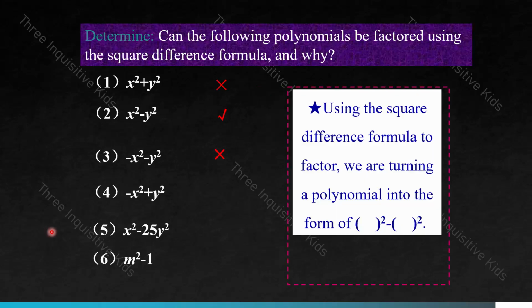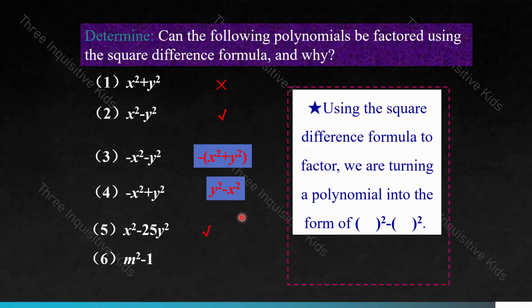Using the square difference formula to factor, we are turning a polynomial into the form of something squared minus something else squared. So after removing the common factor of -1, this is really just -1 times the sum of x squared and y squared. This next one here can be factored by using the square difference formula, because if you think about it, it's the same thing as y squared minus x squared.